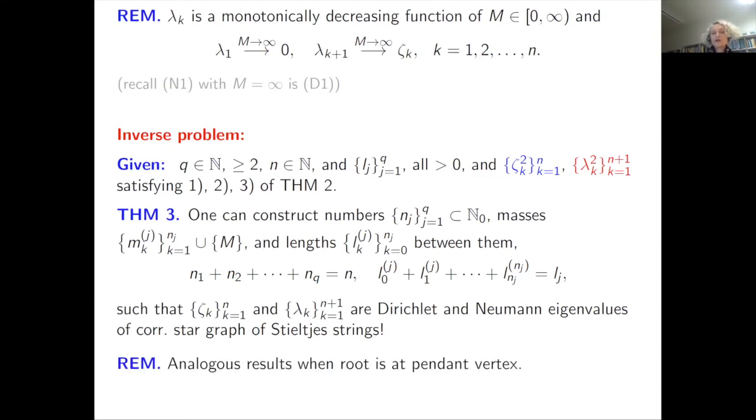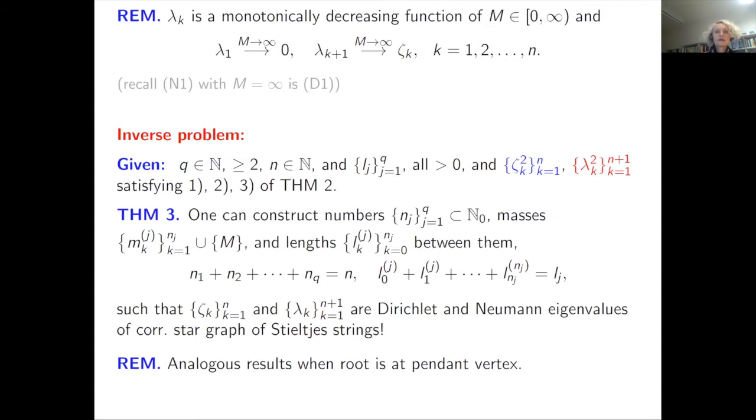Now, the proof is a bit more involved than the one I showed you for the single string case, so I will not say much about it now. I mentioned already that we have analogous results when this root, where we change the boundary condition between Dirichlet and Neumann, is not the center of the star graph, but when the root is at a pendant vertex, at an outer vertex.